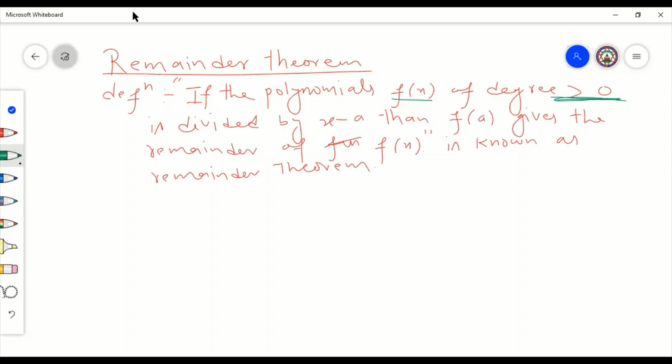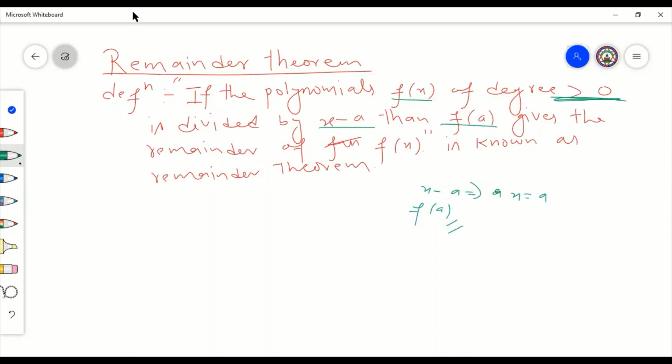Okay, so now it is divided by this one. This polynomial f(x) is divided by x minus a. At that time, whenever this x minus a is given to you, the value of x will be a. So now obviously it gives the remainder as f(a). The same terminal is given to you.